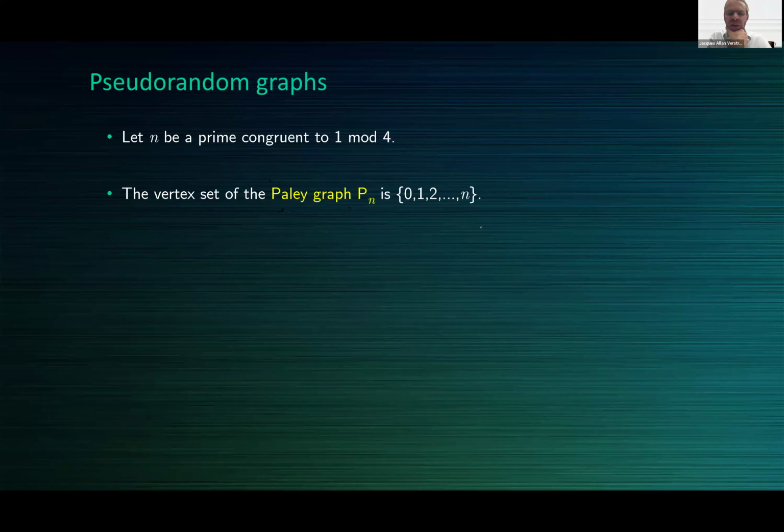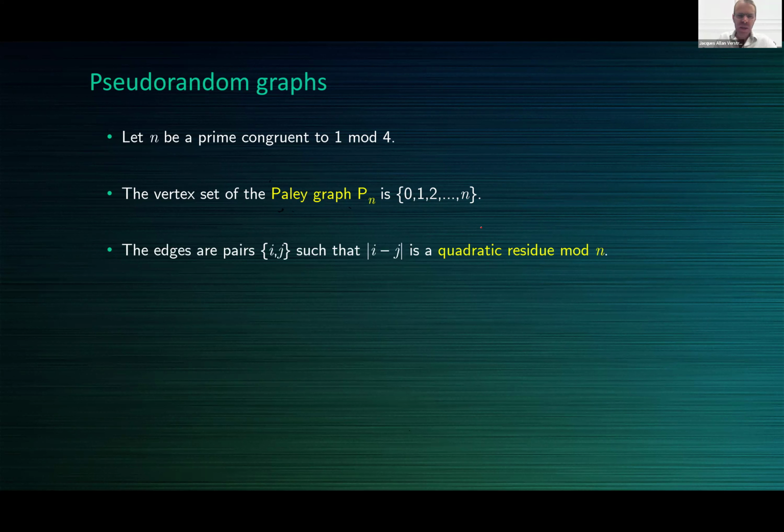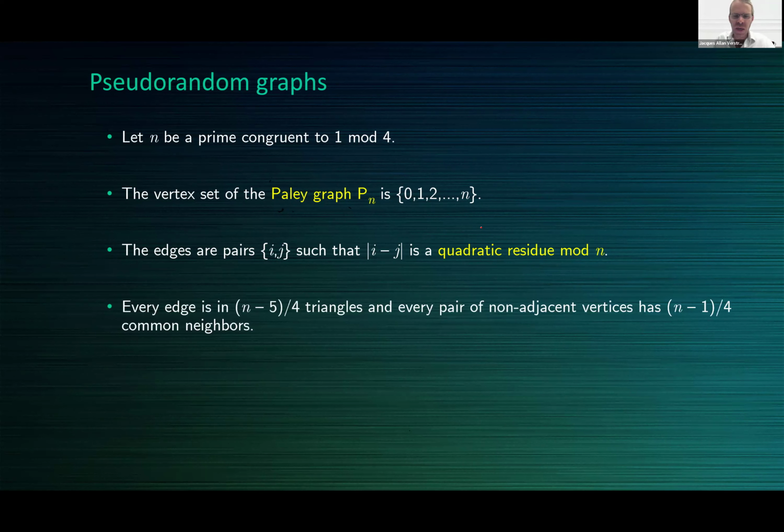Let's build a graph. This is a famous graph called the Paley graph. The vertex set of the graph is, of course, not the numbers from 0 to n. It's from 0 to n minus 1. I'm trying to write down the numbers mod n. And an edge will be if the difference of the endpoints is a quadratic residue mod n. And it's not very difficult to see that every edge is in (n minus 5) over 4 triangles. Every pair of non-adjacent vertices has a certain number of common neighbors as well, (n minus 1) over 4.